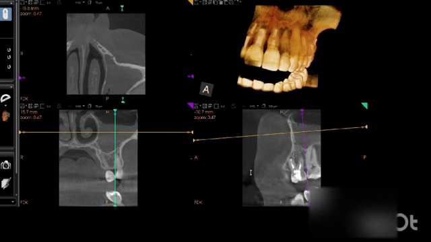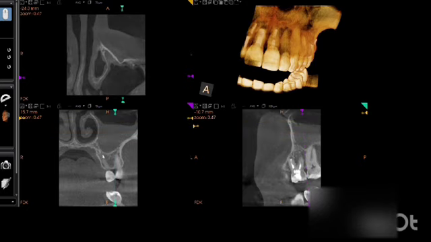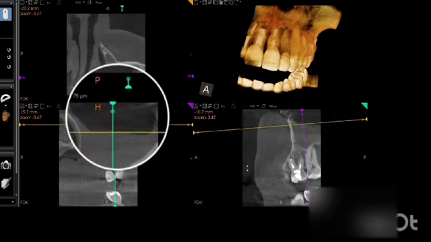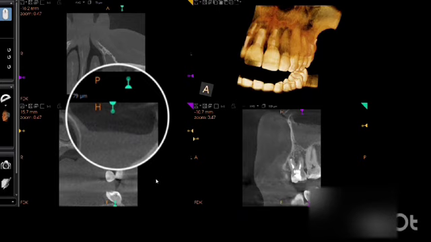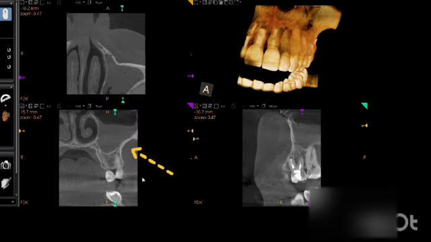So here, this density is similar to that of air, depicting air level. And here, if I move my cursor, this is density similar to that of fluid. So this is an air fluid level which has been formed here.